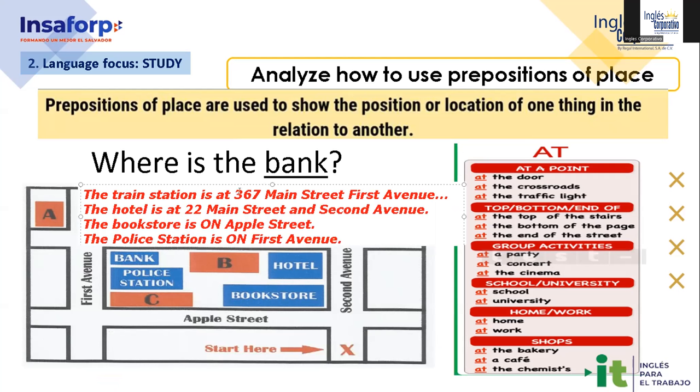Entonces nada más ahí aclara que cuando son ubicaciones más exactas, ubicamos el número, la calle, pueden ubicar la avenida, right? También cuando tenemos solo el nombre de la calle o la avenida, pues es on Apple Street. Y también aquí podemos utilizar un conector en First Avenue. The bookstore is on Apple Street and First Avenue. Está en la calle Apple y la primera avenida. Or you can say, the police station is on First Avenue.